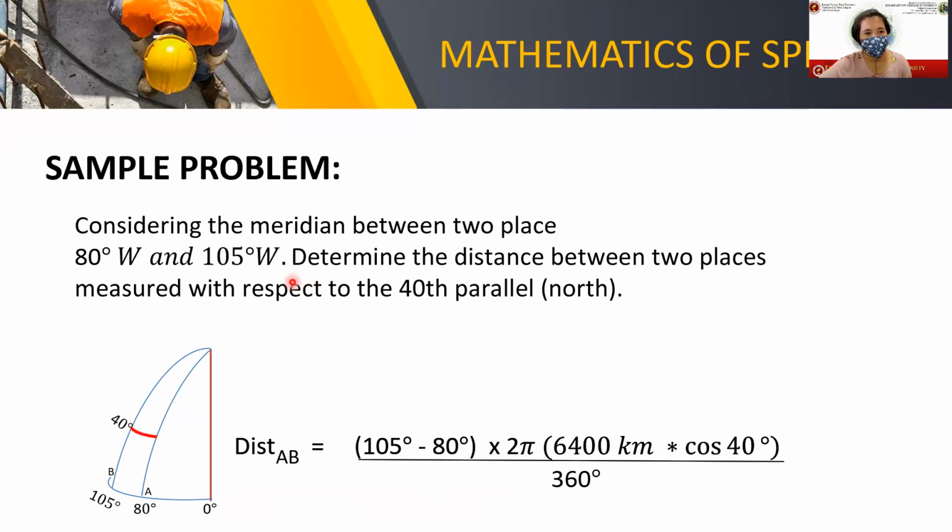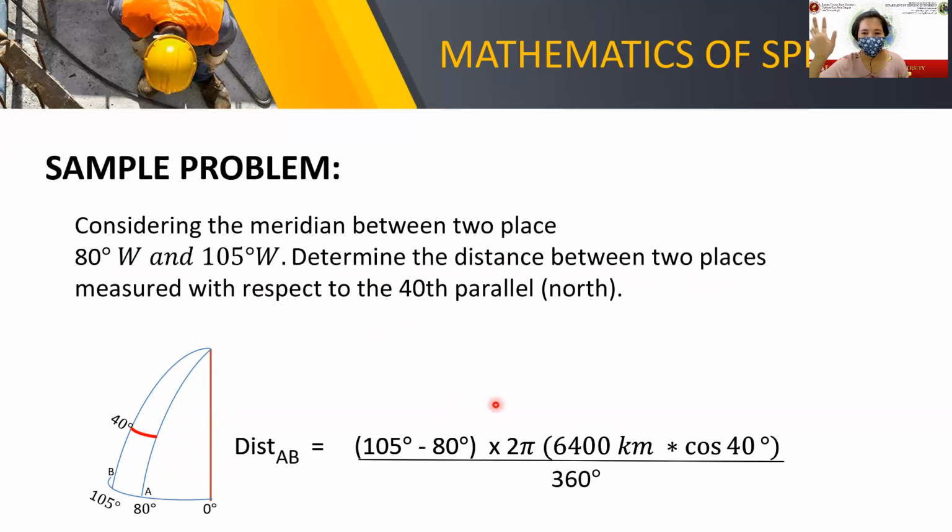Considering the same problem, the meridians of the two places are 80 degrees west and 105 degrees west. But determine the distance between the two places measured with respect to the 40th parallel north. What does it mean by 40th parallel north? It means that the latitude of that point is equivalent to 40 degrees.